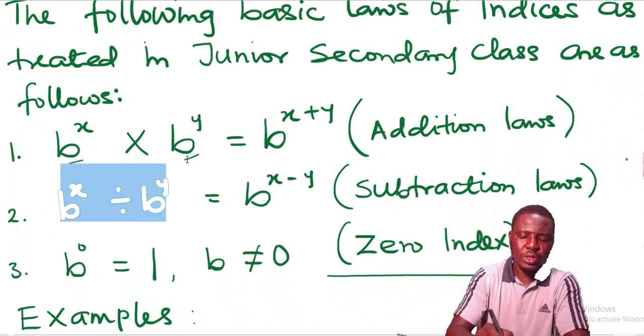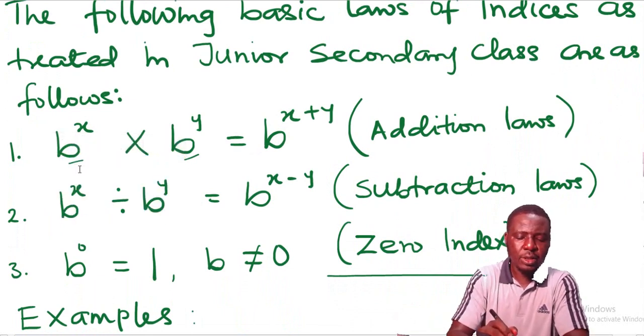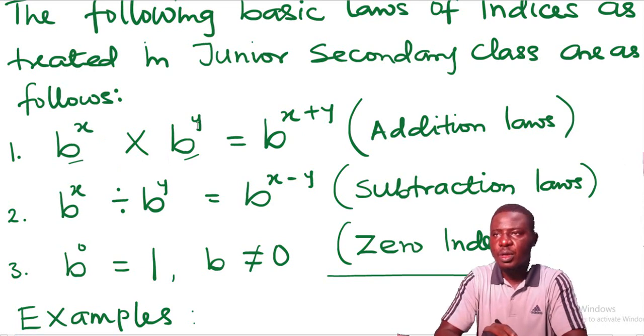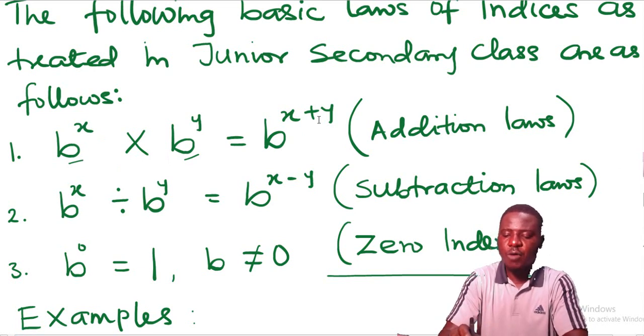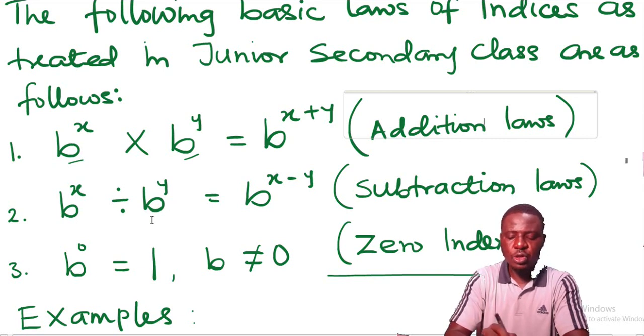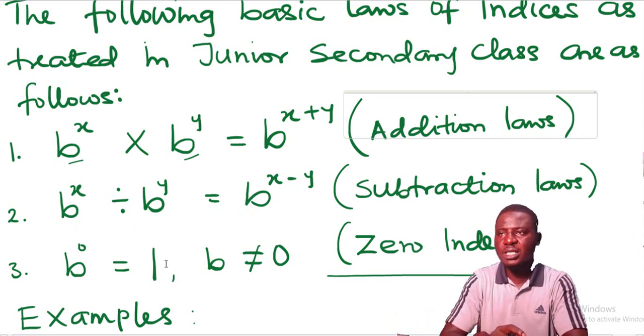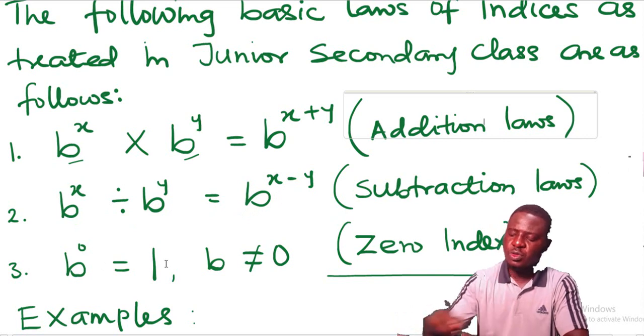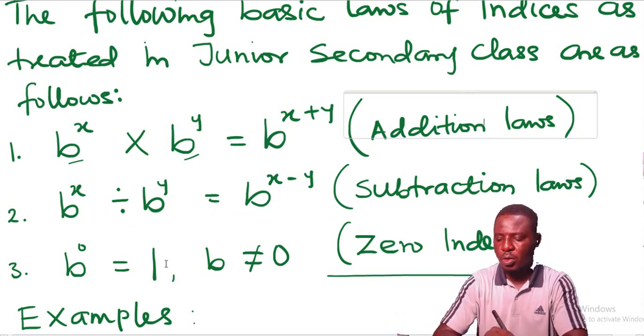In the addition law, we said when you are asked to multiply two indices, b raised to the power of x times b raised to the power of y, it is equivalent to b raised to the power of x plus y, and we refer to it as the addition law. We also said that if you are asked to divide one index number by another where the bases are equal, you subtract the powers, and we refer to that as the subtraction law. While b raised to the power of 0 is said to be 1 so long as b is not equal to 0. We refer to that as the zero index law.